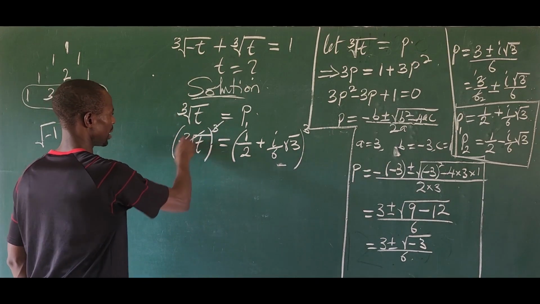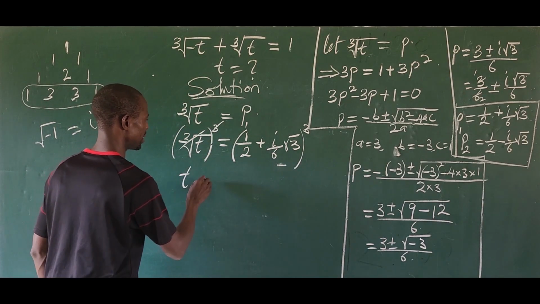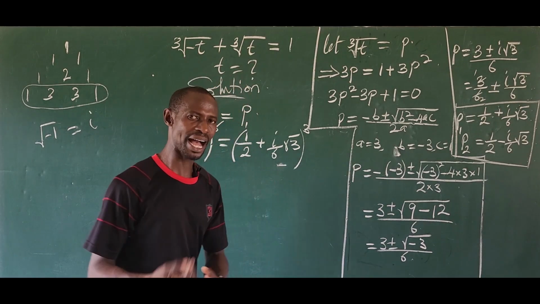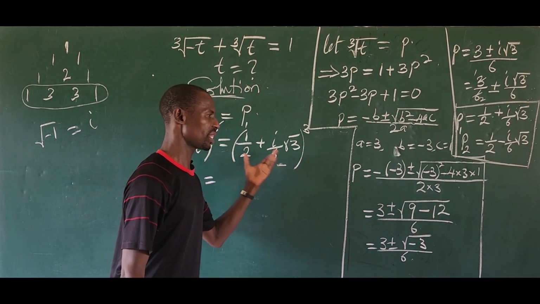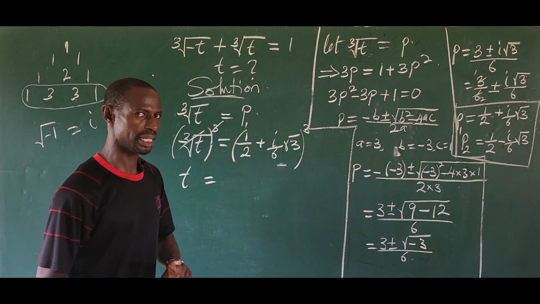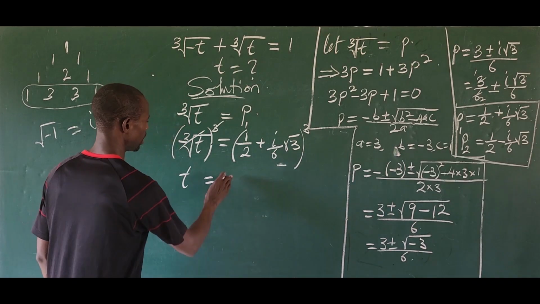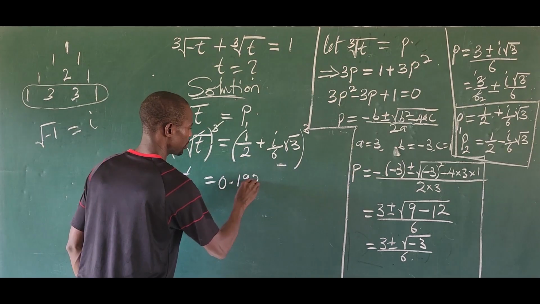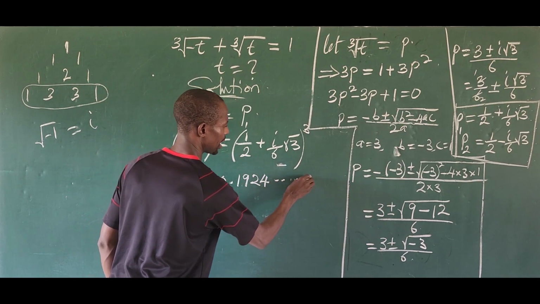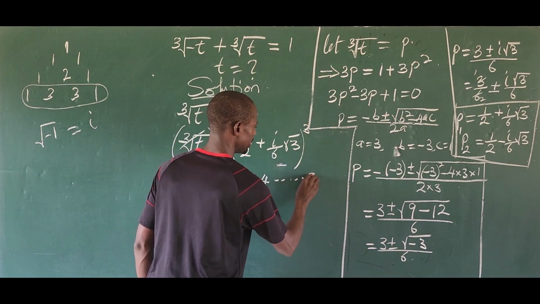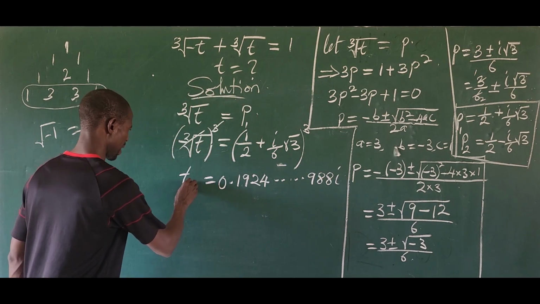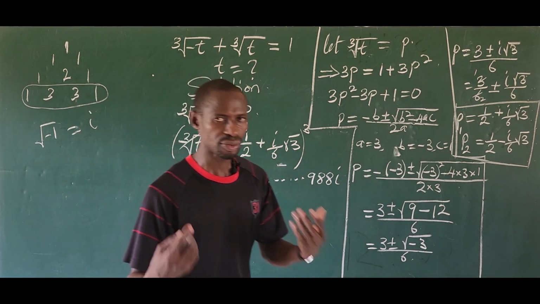And so this and this will leave. So we now have T will now be equal to, now if you use binomial expansion again to open this up, which I have done already, then this will give you 0.1924 dash 988 iota. So this is our T1.